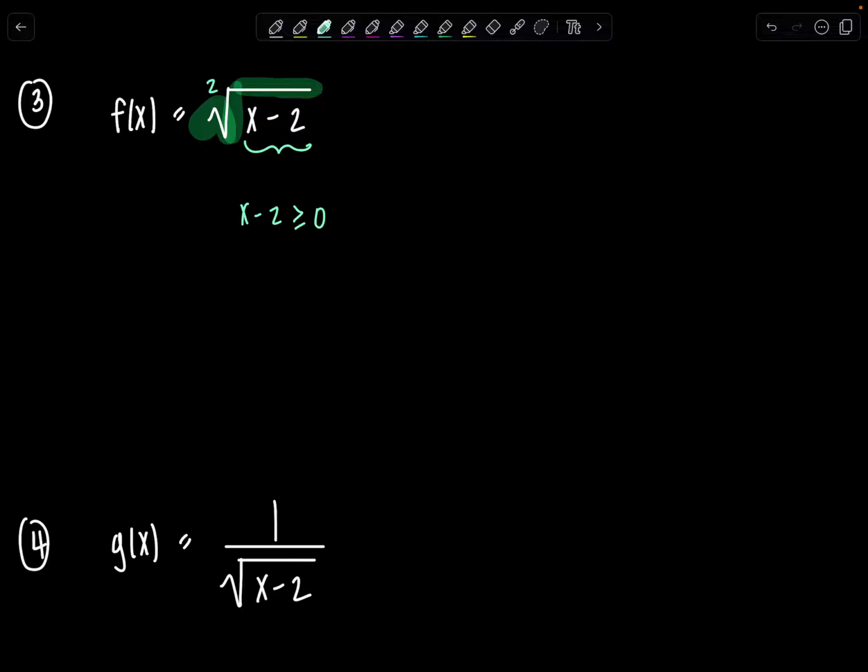So you just take exactly what you see underneath here and you set it greater than or equal to 0. From here, you just solve this inequality and boom, there's your domain. So if I add 2 to both sides, then I get x is greater than or equal to 2. And that's really all there is to it. So how to write this out in set builder or interval notation?